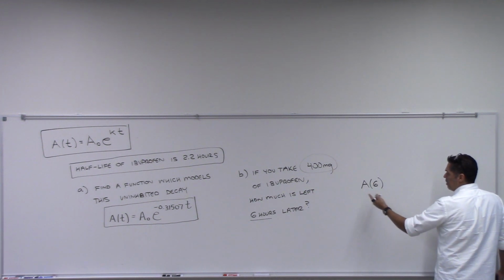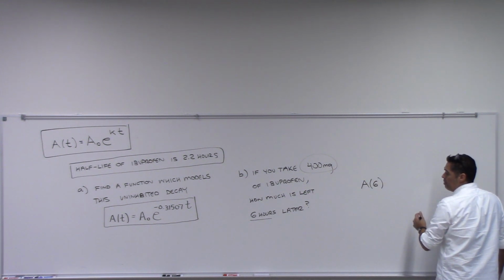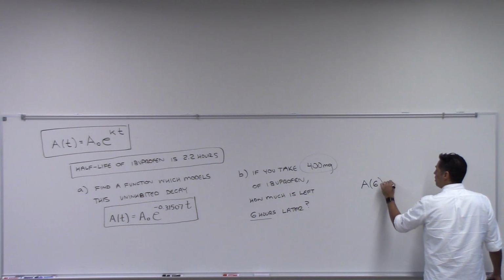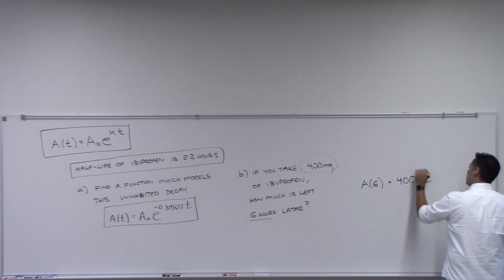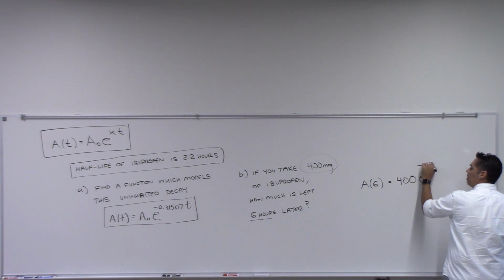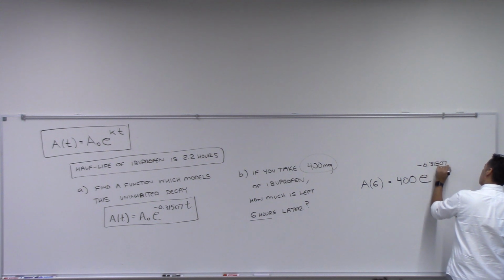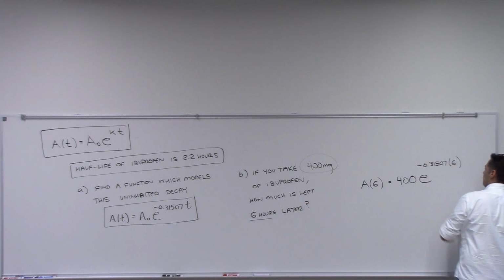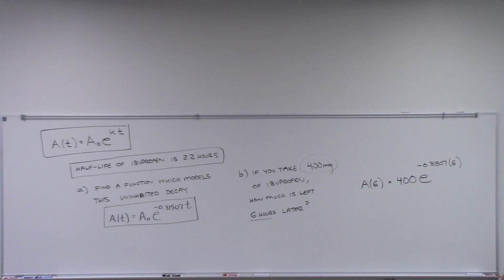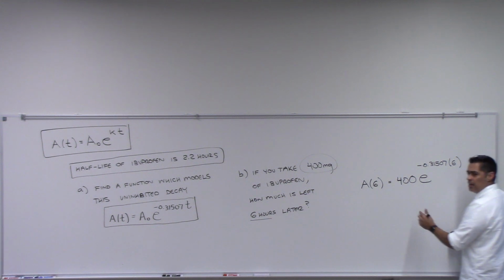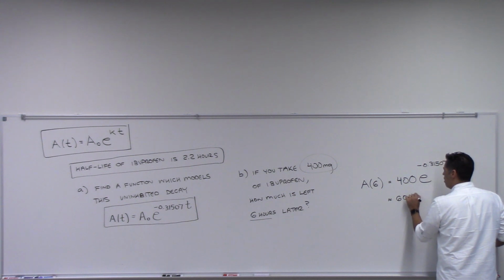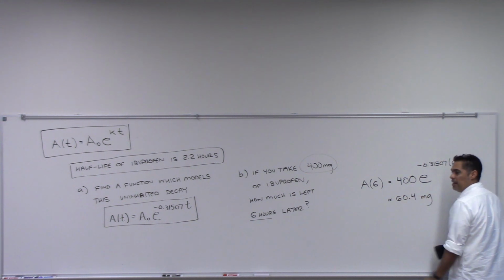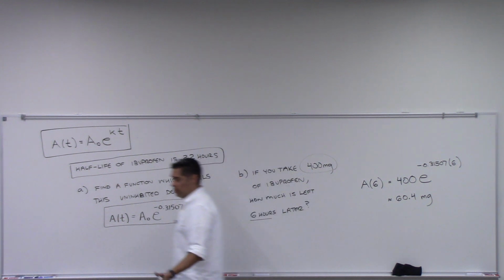But here it's measured in hours, and my original half-life was in hours, so A of 6 is what I took 400 to start, right? e to the negative 0.31507, and then t here is 6. Time is 6. So now I'm just going to calculate this. No logs necessary. You got something? Yeah, 60.4 milligrams.